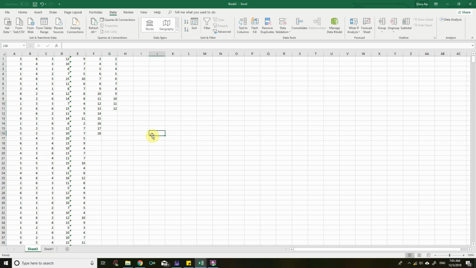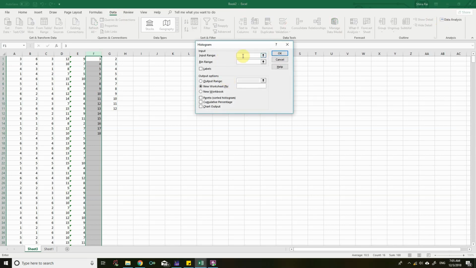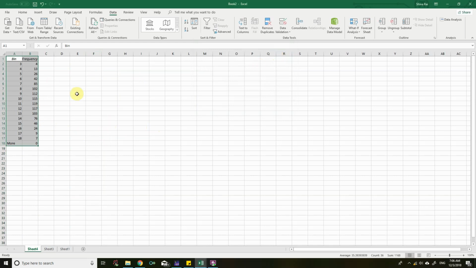Now let us go for D and F. So data analysis, histogram, click on OK. Input range is from D1 up to D1000, that is $D$1 up to $D$1000. Okay, so bin range is this one, F1 up to F16. Click on OK. So that's our frequency. We don't need to go for a histogram.